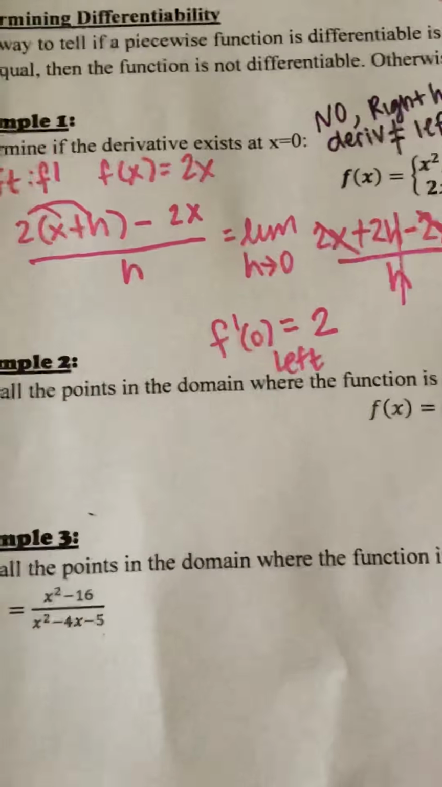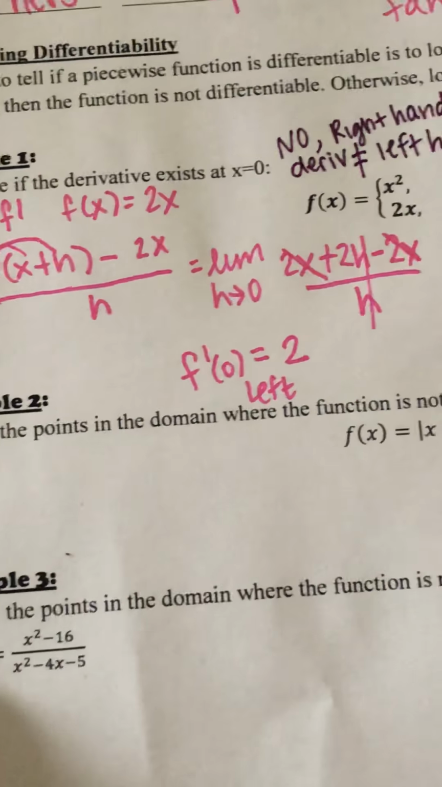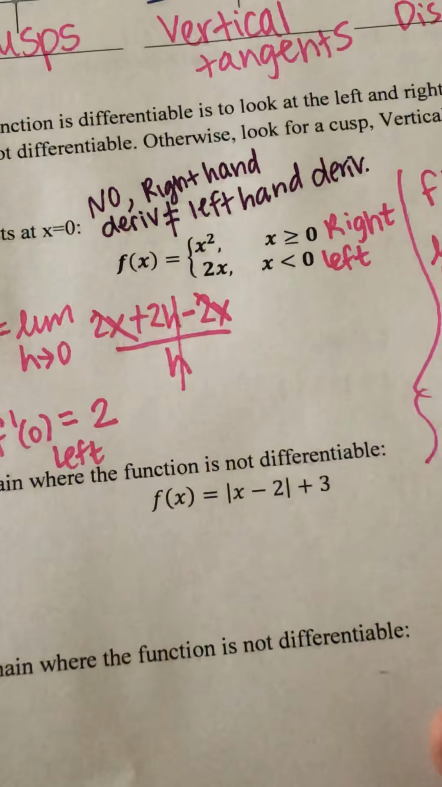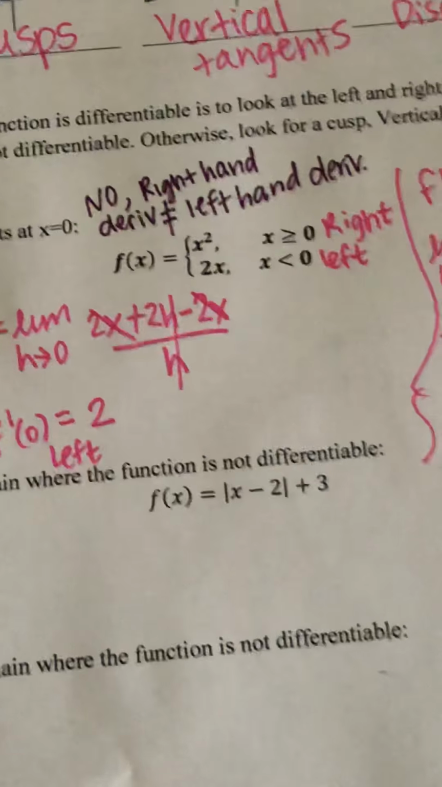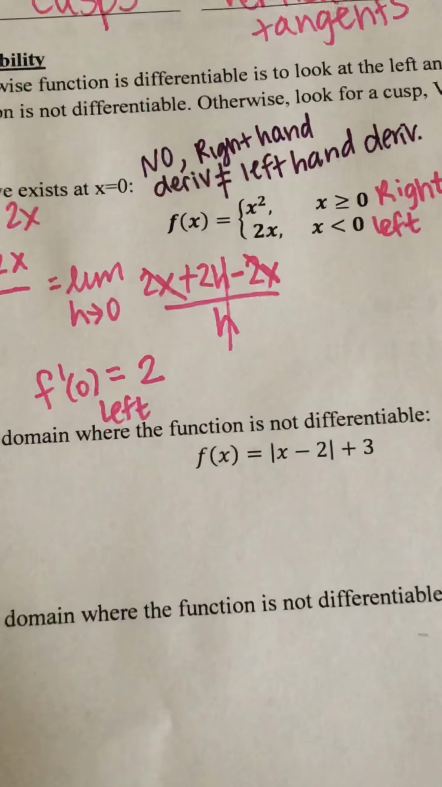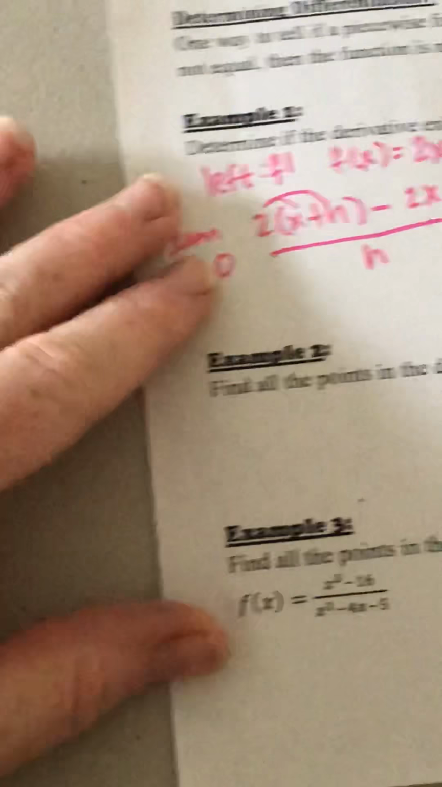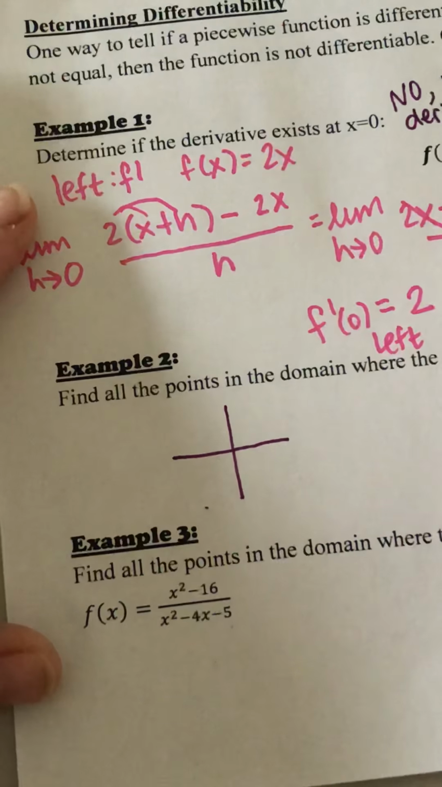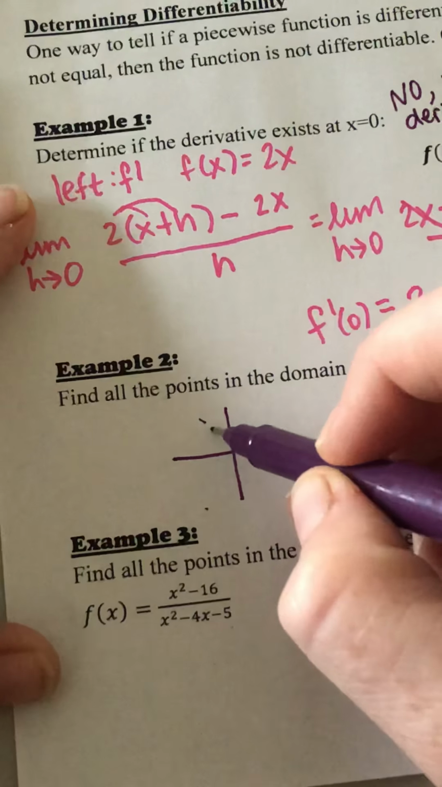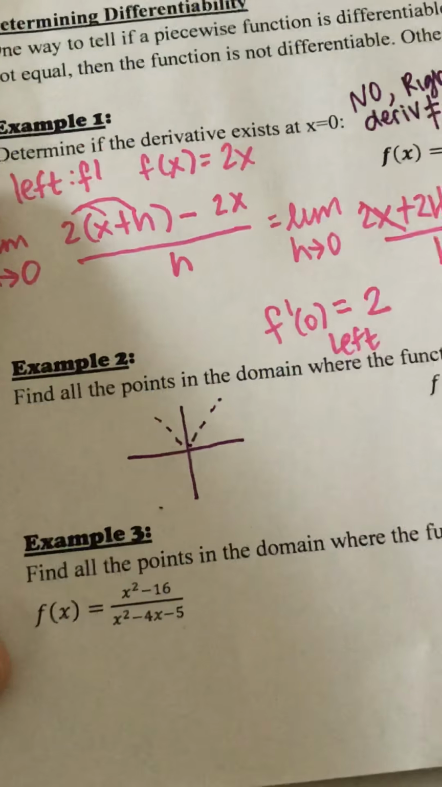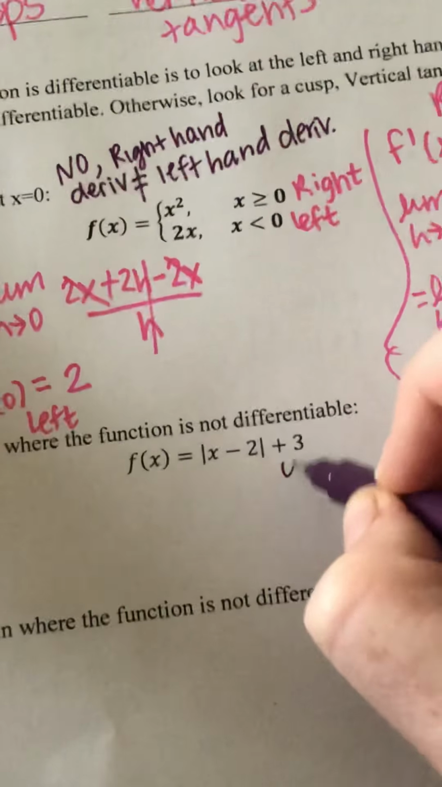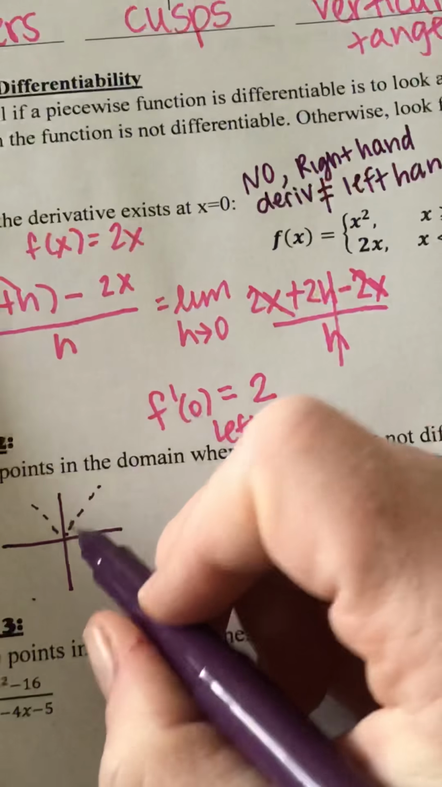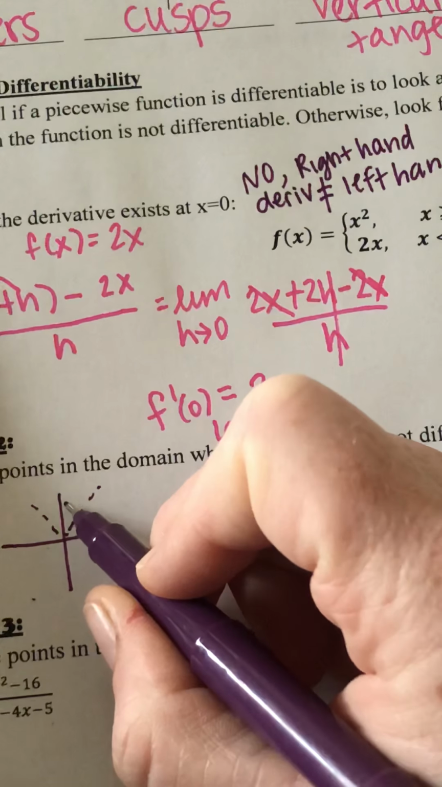That's an example where you're just testing to see if the derivative exists. Let's look at example 2. It says find all the points in the domain where the function is not differentiable. This would be the absolute value of x minus 2 plus 3. If you want to graph that on your calculator, you can. But basically, this is a regular absolute value graph, like the parent function, moved up 3 and right 2.